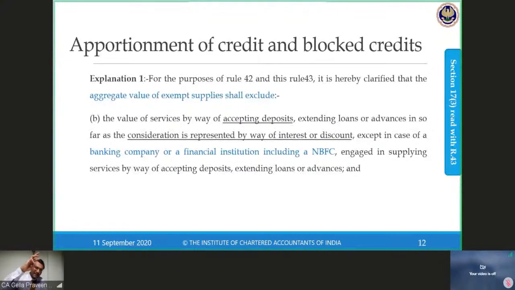An entity who is not a banking company, not a financial institution, not an NBFC. Barring these three entities, for the rest, when you look into your profit and loss account, your financials, if there is any supply by way of interest or discount, that shall be excluded. That is what they are saying.